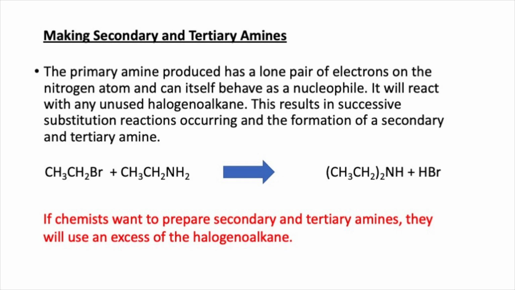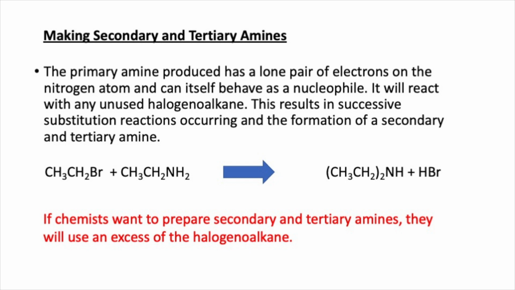If we have bromoethane and we react this with ethylamine, we form the secondary amine, diethylamine, and hydrogen bromide. Now, this secondary amine, diethylamine, could react with more bromoethane and form a tertiary amine. And that tertiary amine would be called triethylamine. And once again, the other product would be hydrogen bromide gas.